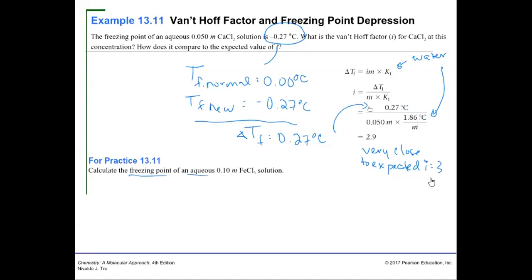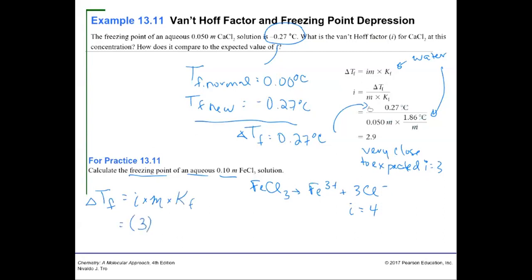So that means that water is our solvent. We're given the molality and we're given our solution, FeCl3. If we break that into ions, we have 1 iron ion and 3 chloride ions. So we'll use an I equals 4. So our delta TF, because we're looking at freezing, is going to be I times the molality times the Kf. So our I we said was 4, making 4 ions. The molality is given as 0.10. And then the Kf for water again is 1.86 degrees Celsius per molal.